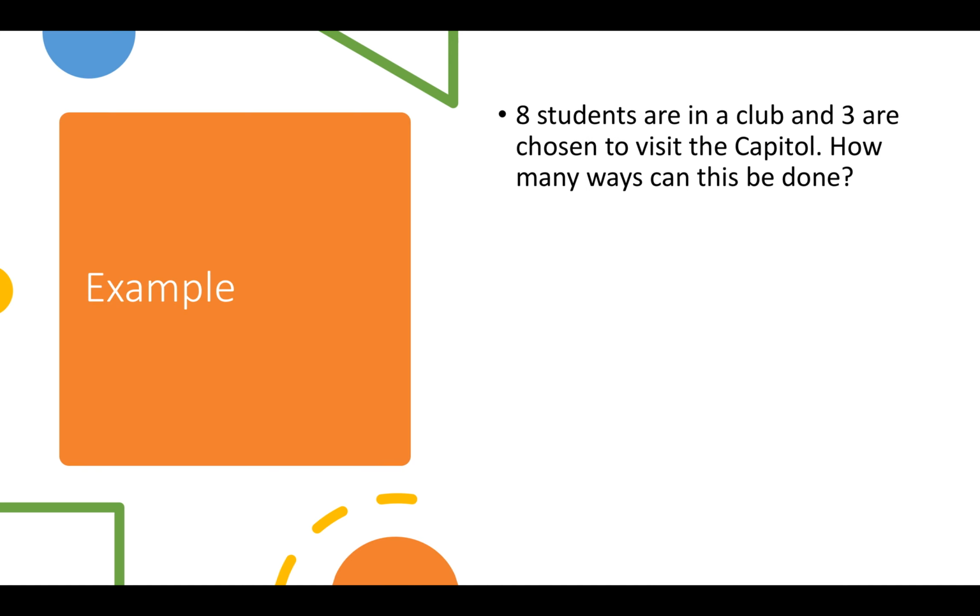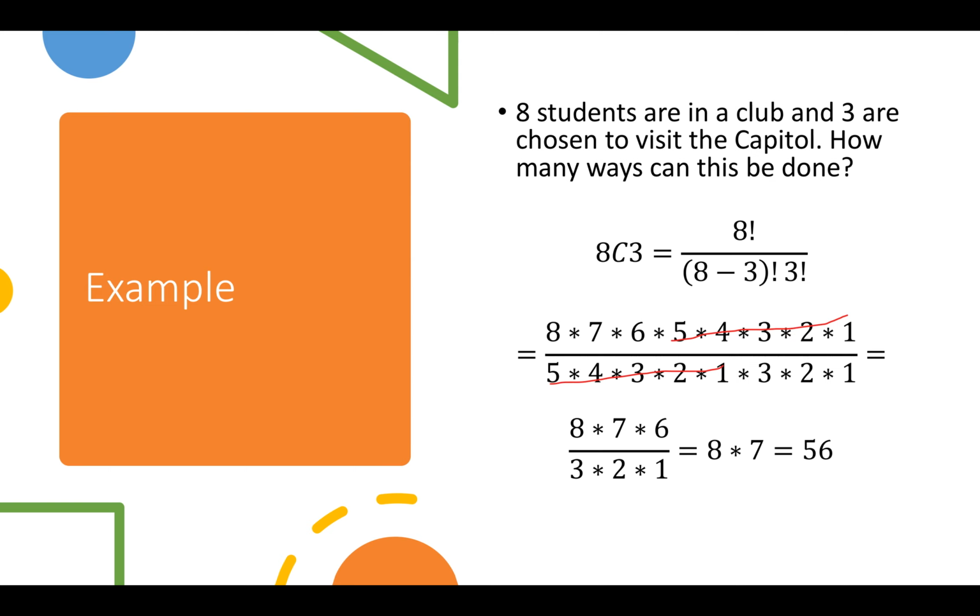8 students are in a club, 3 of them go see the Capitol. n is 8, r is 3. The 3 people are getting exactly the same thing. They're not being treated differently. This is a combination. It's 8C3. Again, if I want to use the calculator, it's under the math menu, or I can use the formula.